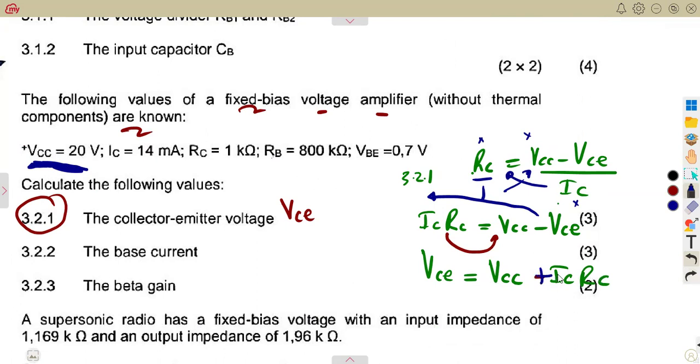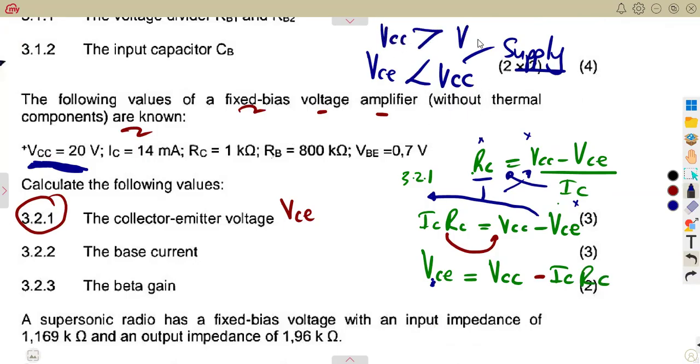If you are using your memo, you can just say the plus there was just a mistake. It cannot add. The VCE is a voltage drop. It's less than VCC, because VCC is the supply. So you cannot have a VCE being bigger than VCC. VCC is bigger than all the voltages. It is bigger than VBE, and any other voltage, whether it is VE or whatever, maybe there's a voltage divider, because VCC is the supply.